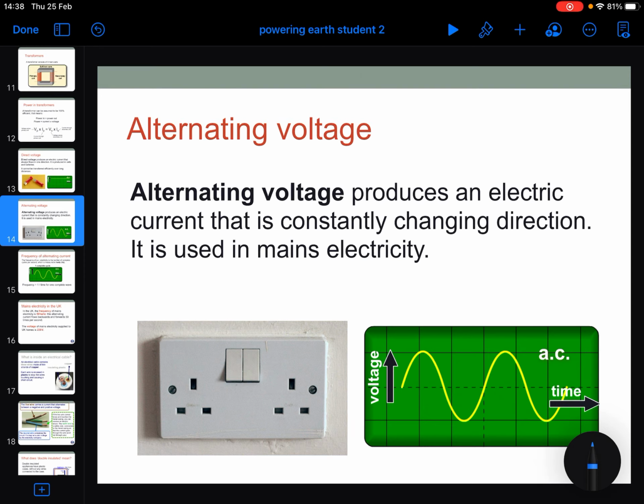Alternating voltage, on the other hand, produces an electric current that is constantly changing direction. It is used in mains electricity. It can, in contrast, travel efficiently over long distances. Again, here, if you look at the oscilloscope trace, you can see that the voltage and current oscillates from positive to negative. So basically, your little electrons are being pulled one way and then they are being pulled another way. And if it's positive, it'll be going in one direction. If it's negative, it'll be going in the other direction.